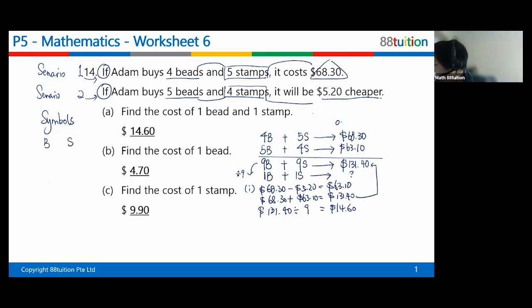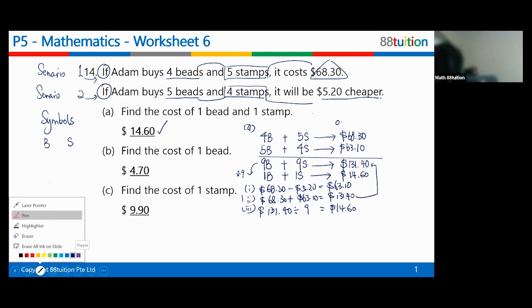All right. So we have one pair of B and S now, which is $14.60. And that answers part A, right? So you can see that this is 3 steps. Now part B, find the cost of one bid. Now I can remove the question mark and fill in $14.60. So this $14.60, gotten it.